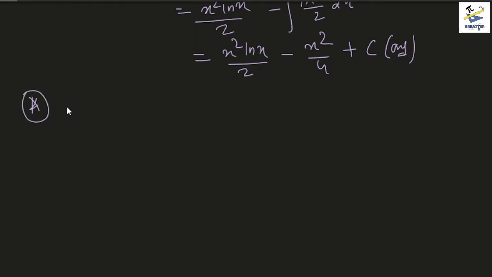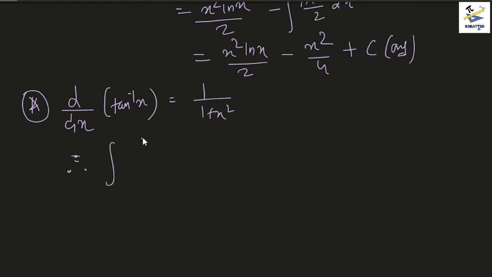For the next problem, what we do need is this: d/dx of tan inverse x is equal to 1 by 1 plus x square. We are going to prove it, but first understand that since the derivative of tan inverse x is 1 by 1 plus x square, this also means that integration of 1 by 1 plus x square is equal to tan inverse x plus c. Okay, and how do we prove it?